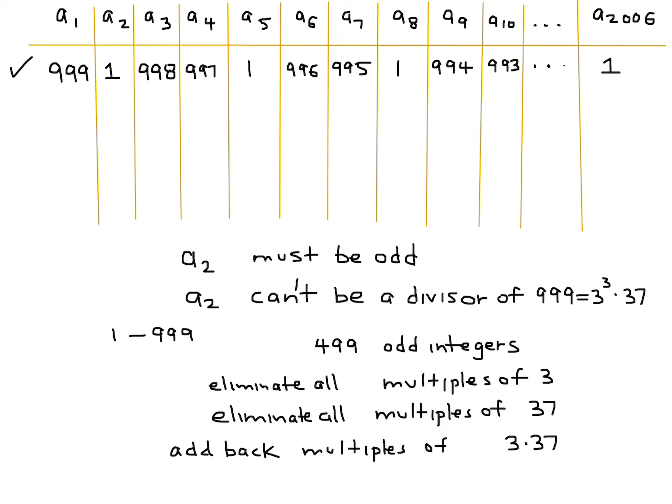So how many multiples of 3 do we have between this 499 odd integers? Well, we got 166 of them. How many multiples of 37? There's 13. And then this double counts multiples of 3 times 37. And there's 4 of those guys.